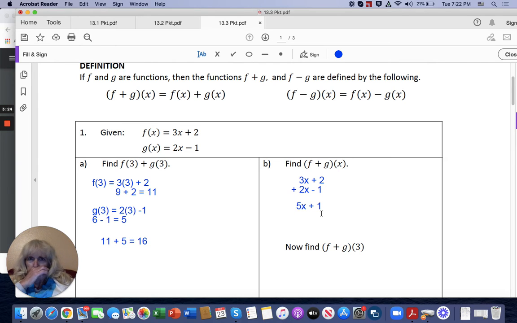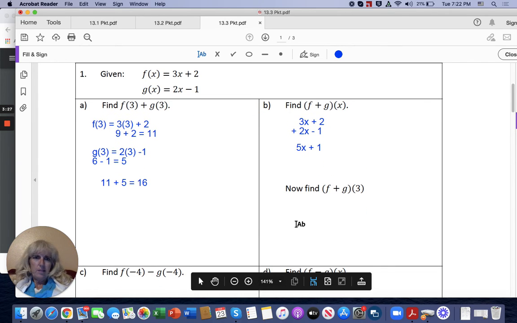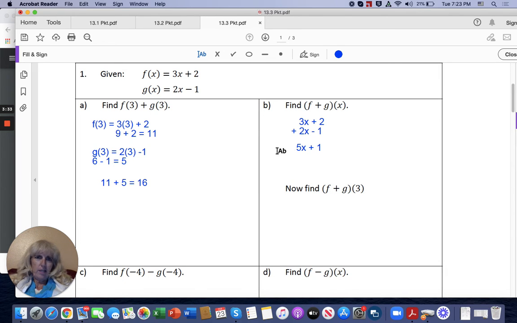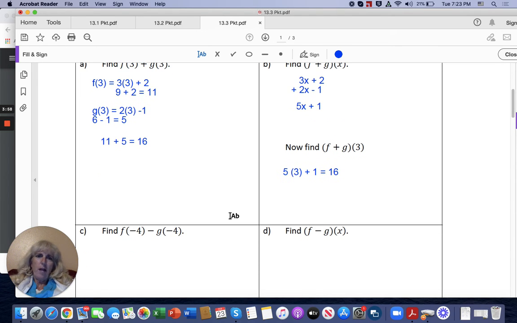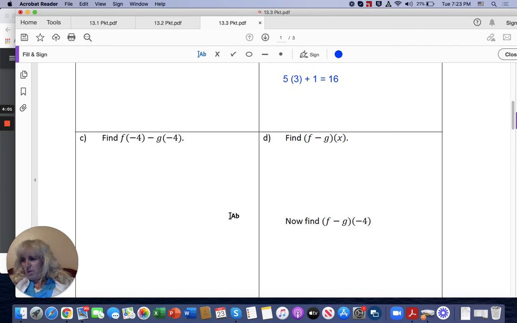Okay, now it says, now find f plus g of 3. So we could take this f plus g of x right here, and we're going to put a 3 in for that. So we put 5 times 3 plus 1 equals 16. Notice how it is commutative in the fact that this combined here is 16, and when you add them separately, it's 16. Now, if you subtract it, you're not going to get the same answer, as we'll find out, or maybe we will. Let's go ahead and find out.